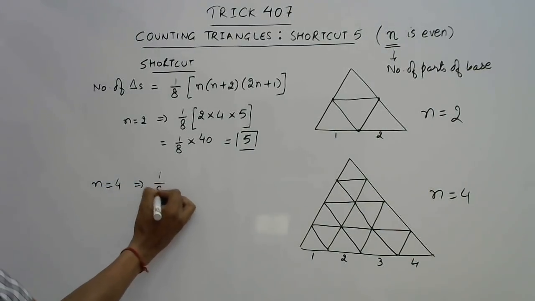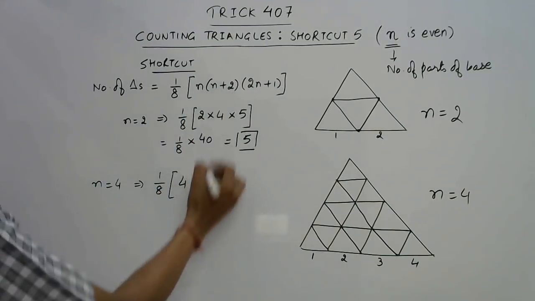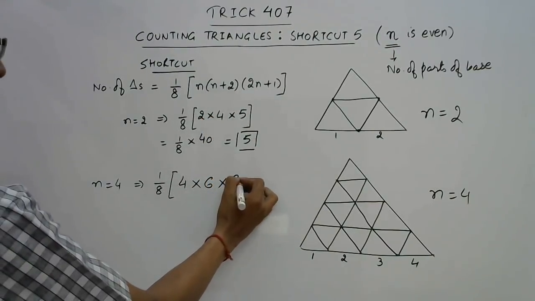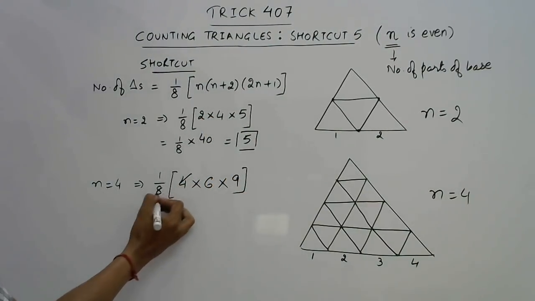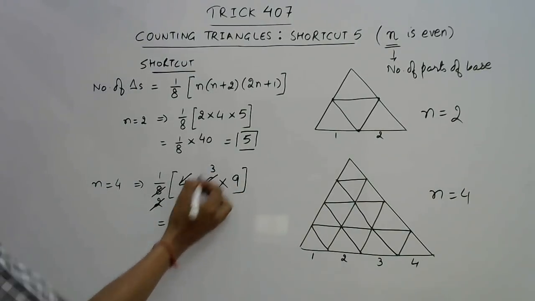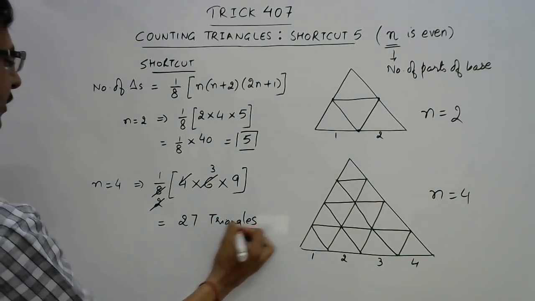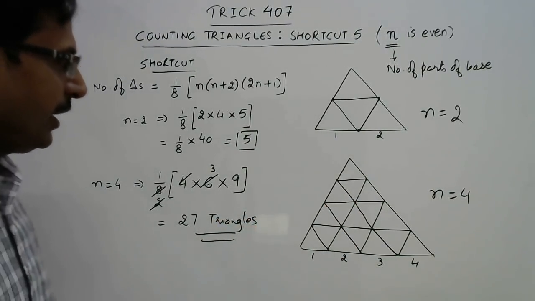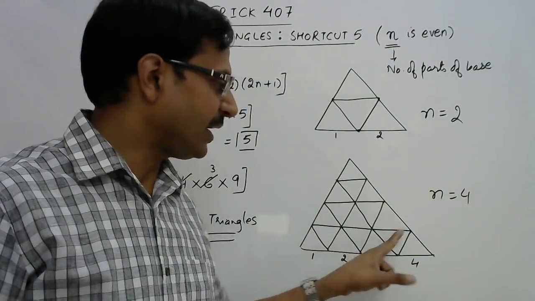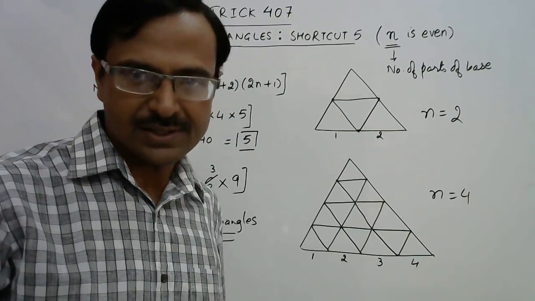You get 1/8 of n equal to 4. So 4 plus 2 is 6. Double of 4 is 8 plus 1, 9. So 4 cancels 2 times and 2 cancels 3 times. So here you have 9 3s are 27 triangles in the figure which is given here. And if you start counting the triangles, counting 1, 2, 3, 4, 5, 6, 7, 8, 9, 10, I'm sure you are going to miss out on 1 or 2 triangles, surely.